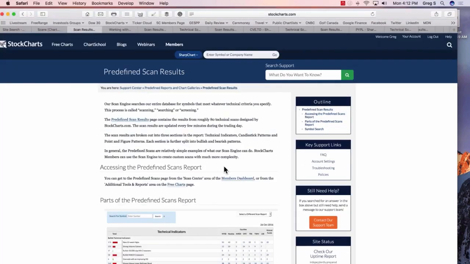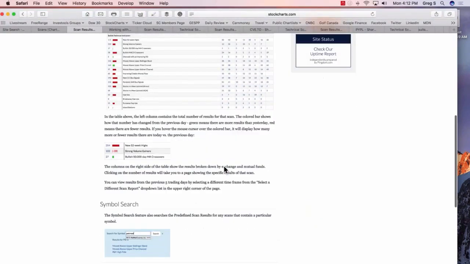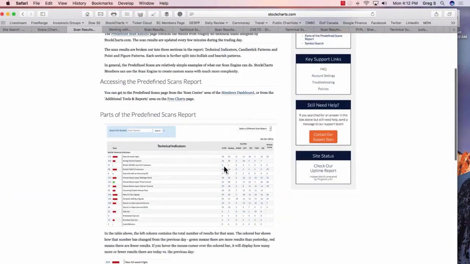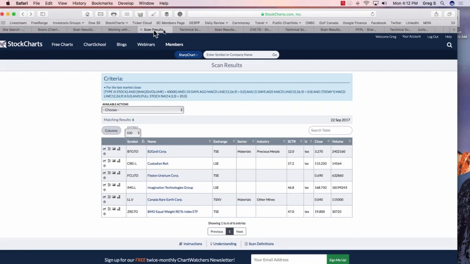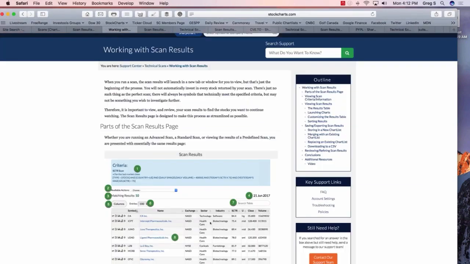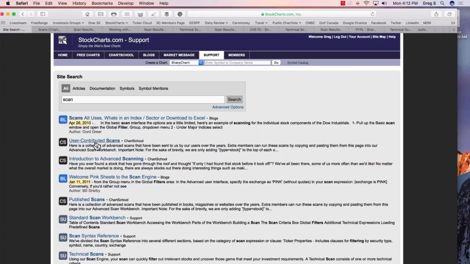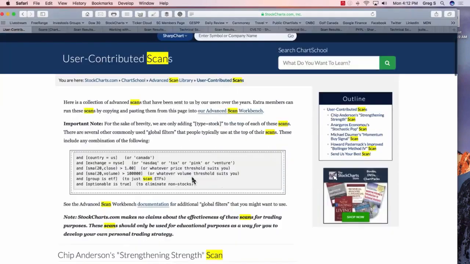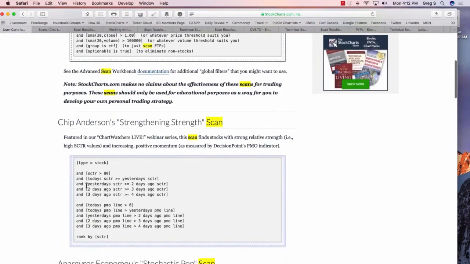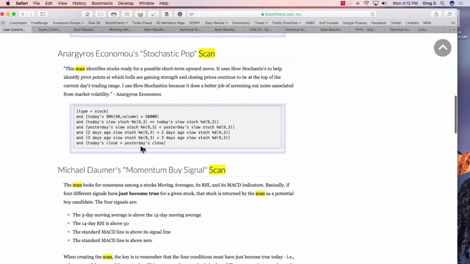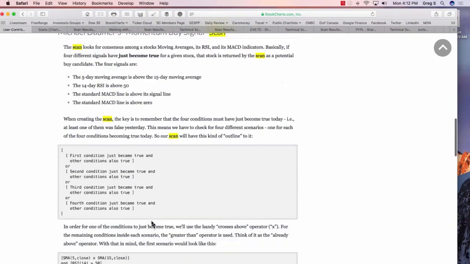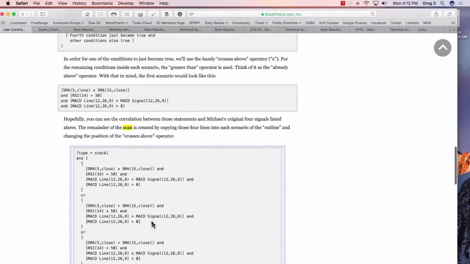Here's a scan results one. Let's just see. No, this isn't the page I was hoping for. Let's see if that is. No. Okay. So on here, there's user contributed scans, which I was thinking I had open already. But you can find stuff with strengthening strength. So things are improving, a pop on the stochastics, momentum buy signals. There's just a whole bunch of them in here.